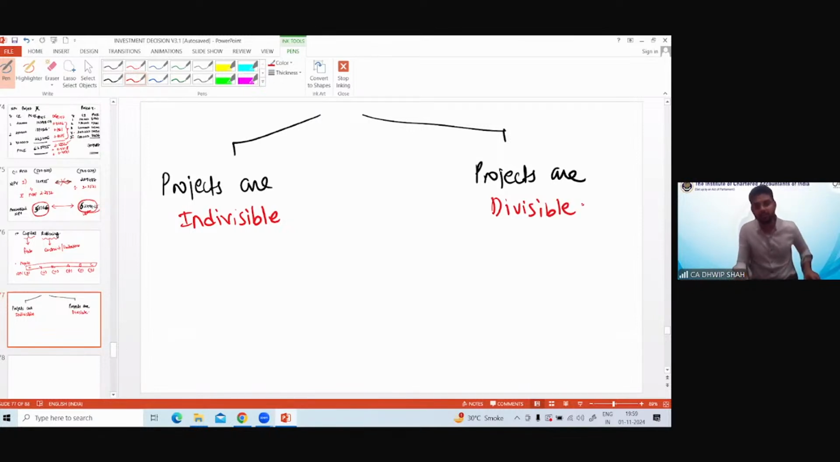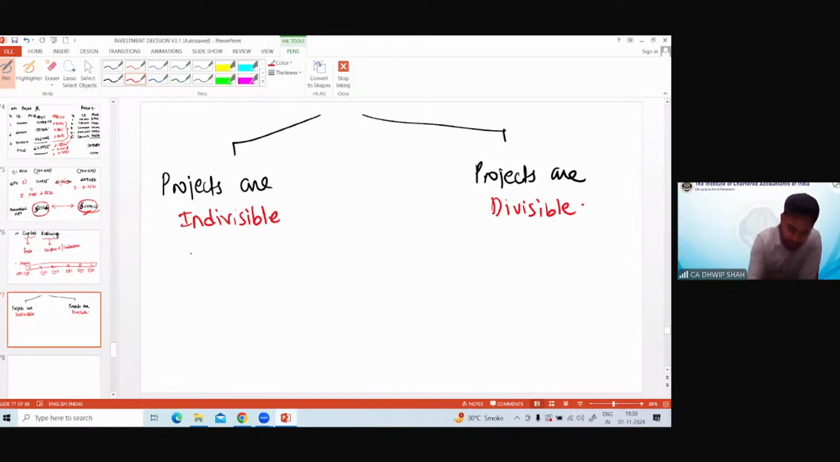Anyone want to try? What is the meaning of indivisible and what is the meaning of divisible? Bolo. Can be divided or not? Yes, correct. Sanya is correct.